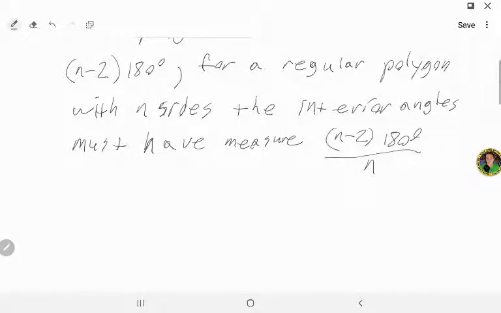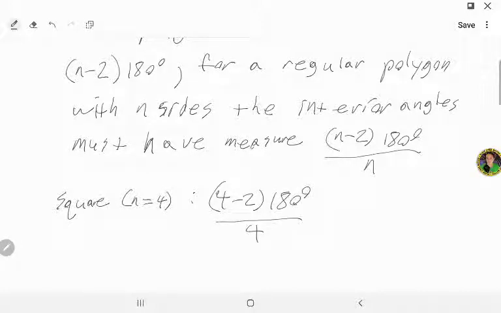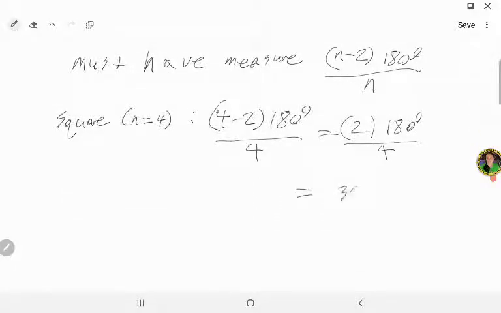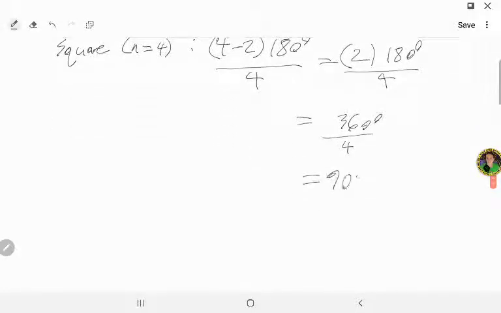And so we can verify that for ourselves. We notice that for the square, we're saying n equals 4. We get 4 minus 2 times 180 divided by 4 gives us 2 times 180 divided by 4 equals 360 degrees divided by 4 equals the 90 degrees that we expected.